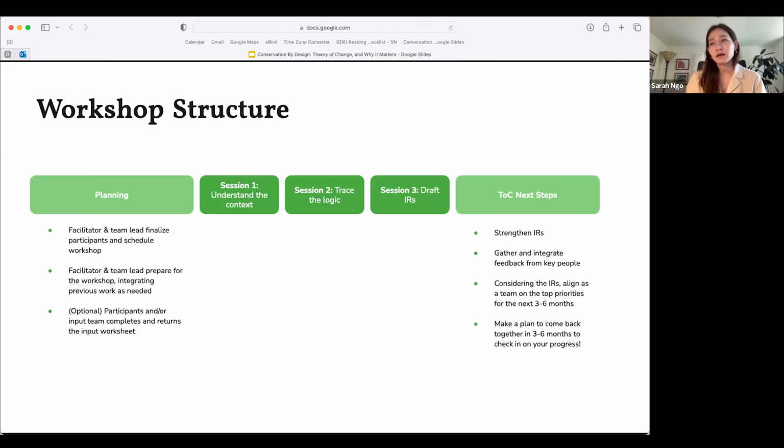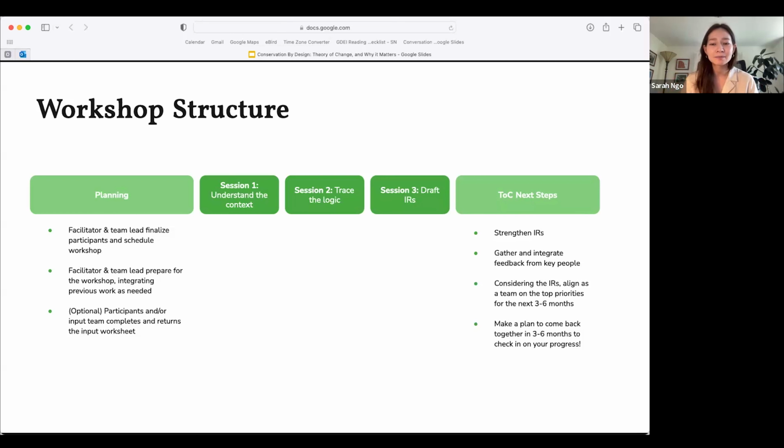And then finally, after the workshop, there's a bunch of recommended next steps, which again, we go into more detail in the facilitator guide and manual. But some key elements: strengthening the IRs. So the theory of change workshop is the first time that teams are normally naming IRs if they're following the conservation by design process. And so often those need to be made more measurable or validated with social or subject matter experts, or other steps need to be taken.